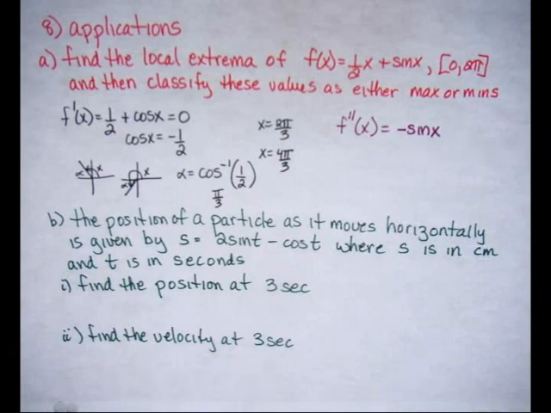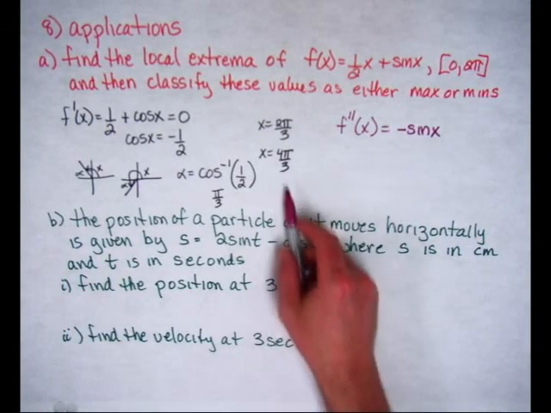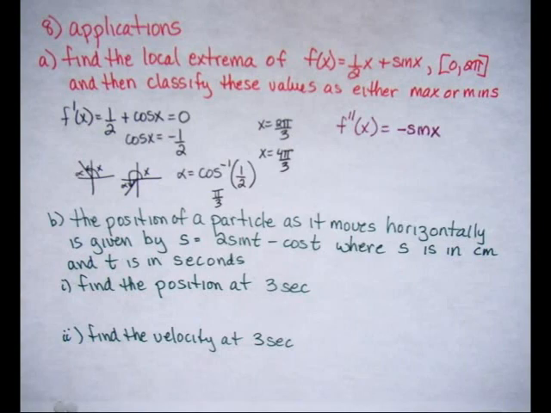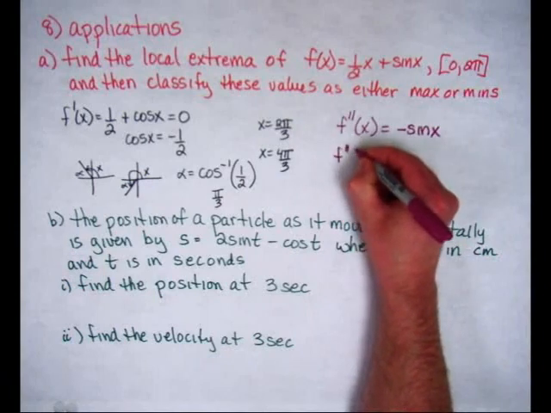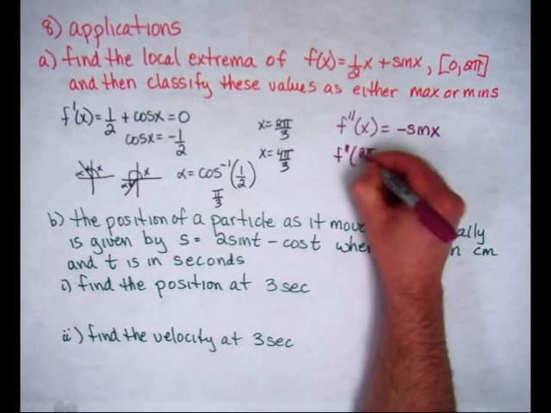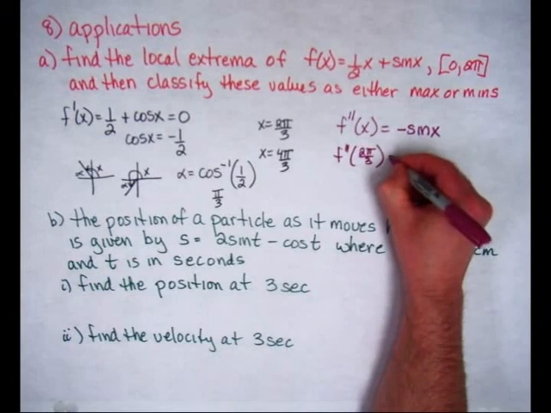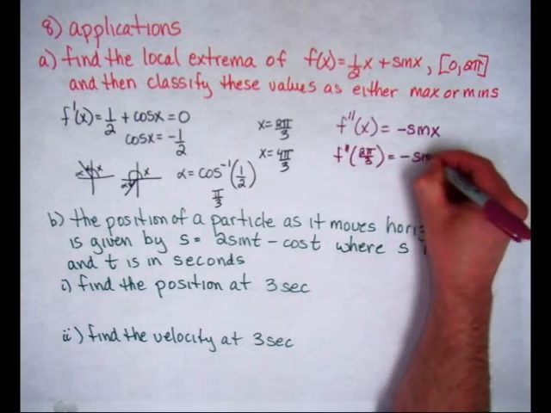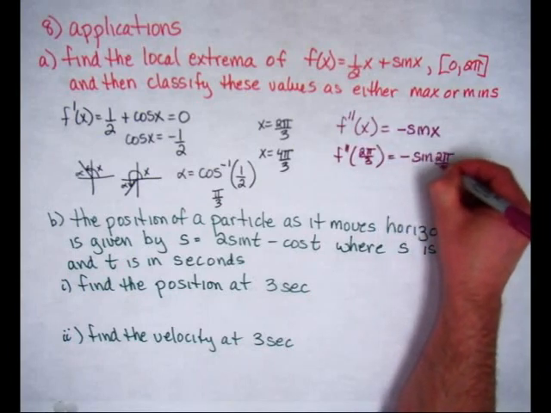The second derivative test tells us that if we plug our extreme values in, if you get a negative answer, you'll have a local max, and if you have a positive answer, you'll have a local min. So we need to plug in our critical values. So we need to plug in 2 pi over 3 into our second derivative. So negative sine 2 pi over 3.